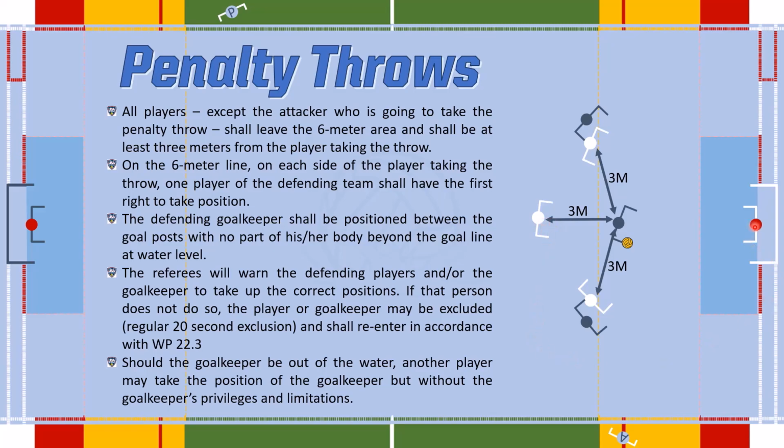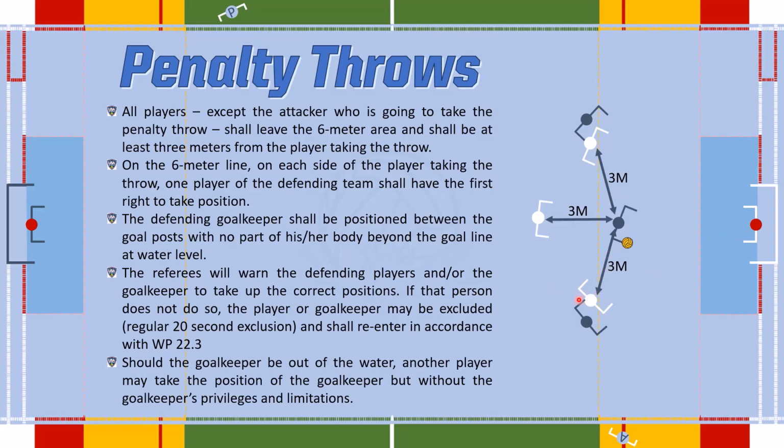Goalie needs to be positioned on the goal post, right? Head underneath the goal bar. On wall goals, they still are hips on the goal line, but here they are underneath the goal bar, head. Give them a warning to get back one time. If they do not, you have the opportunity to exclude that goalkeeper, and another defender can come in and defend the goal throw, but without the goalkeeper privileges. In other words, one arm only.